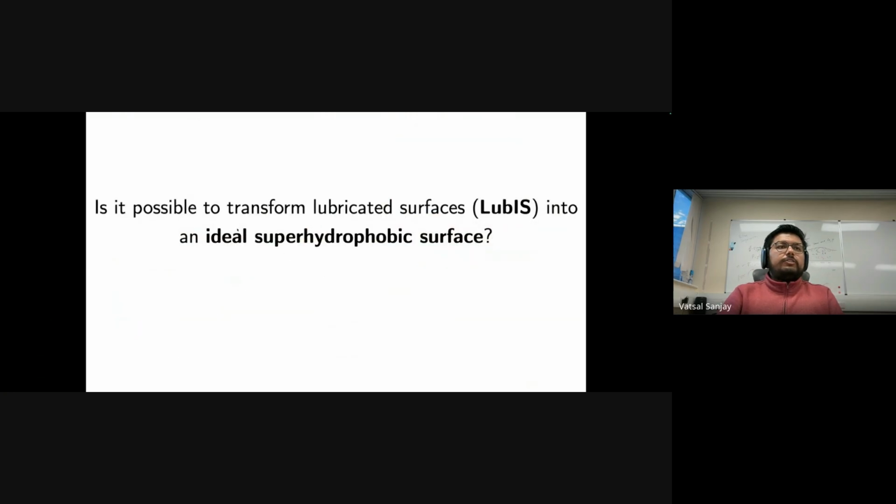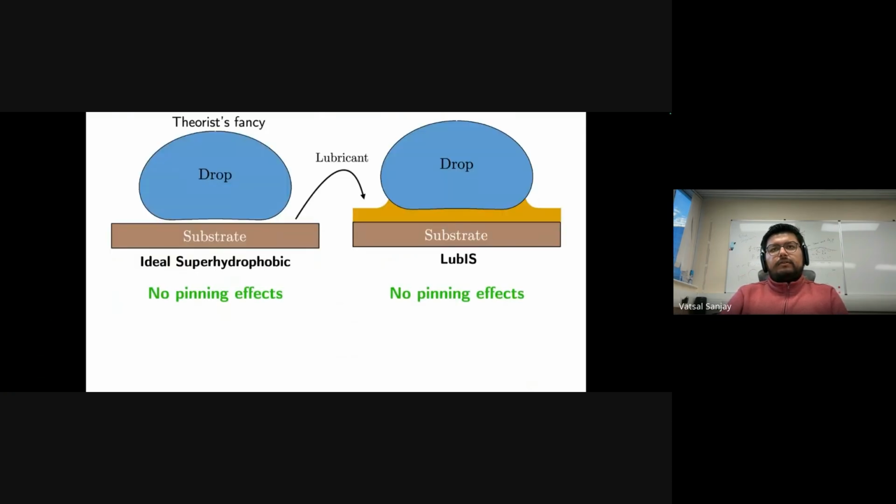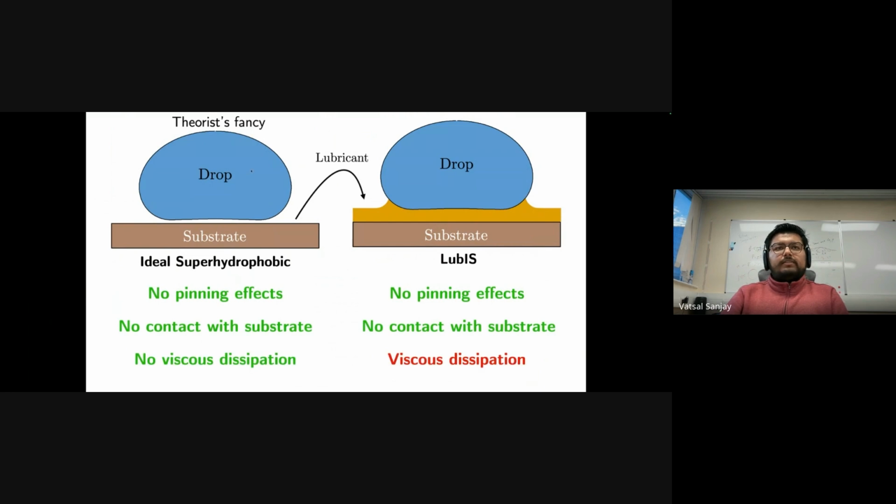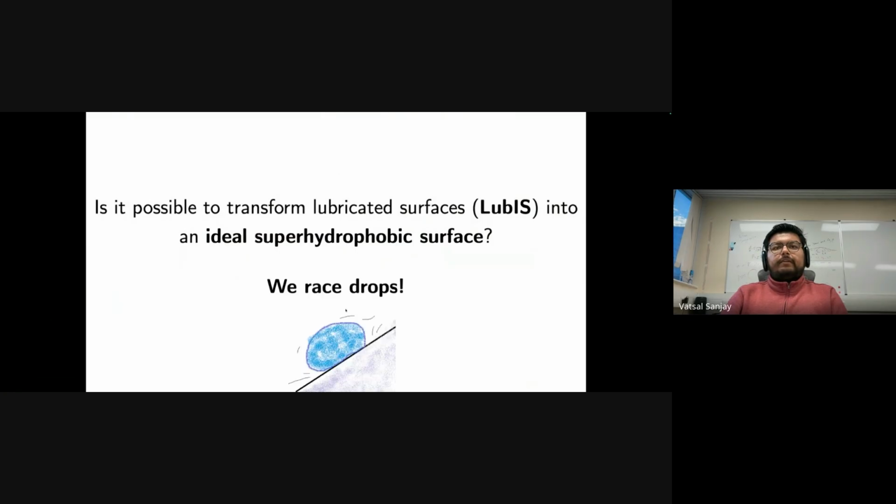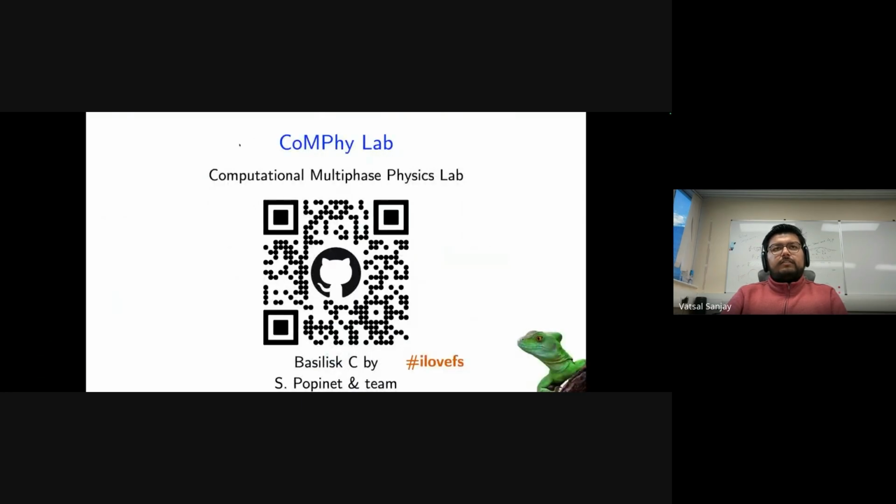So the question that we ask today is, is it possible to transform this lubricant infused surface that we saw into an ideal superhydrophobic surface? Is there any condition in which the case on the right would approximate the case on the left? The viscous dissipation should disappear for that to happen. And for that, what we are going to do is raise droplets down an incline, and we will simply study them both on the superhydrophobic surfaces and on the lubricant infused surfaces.